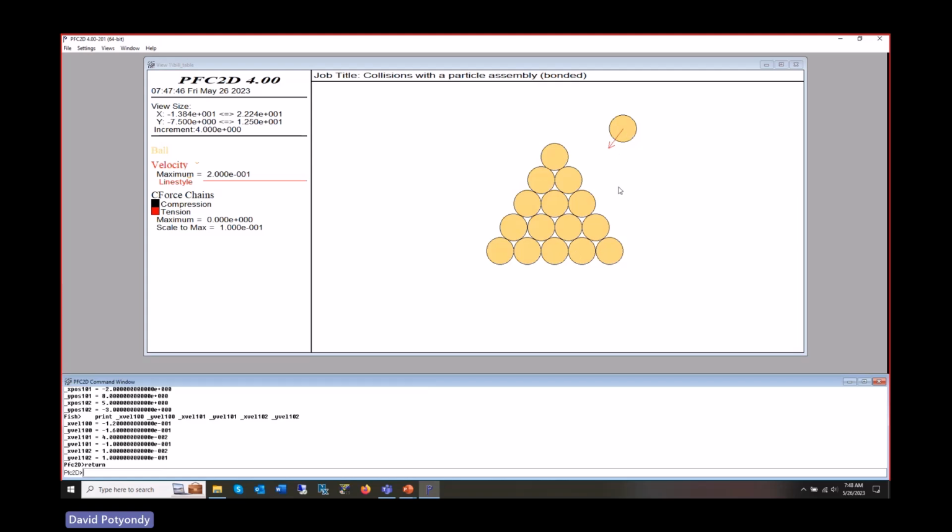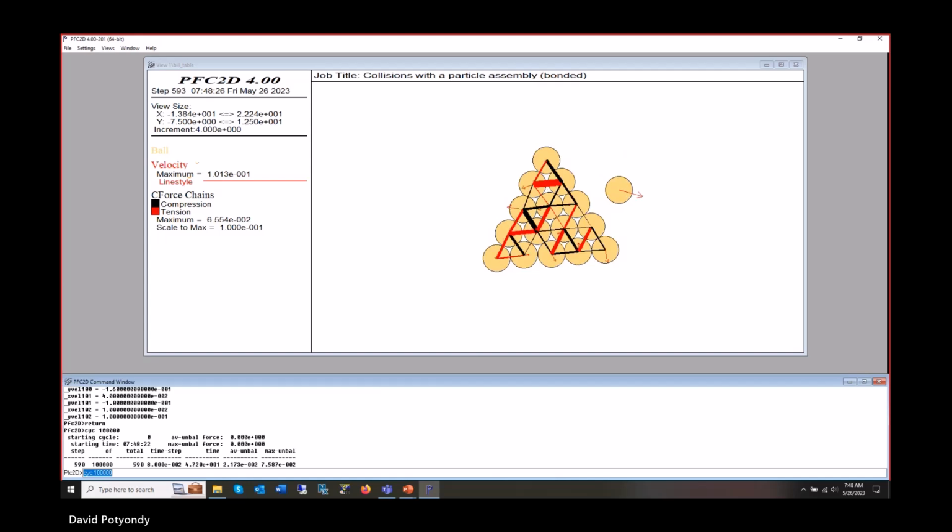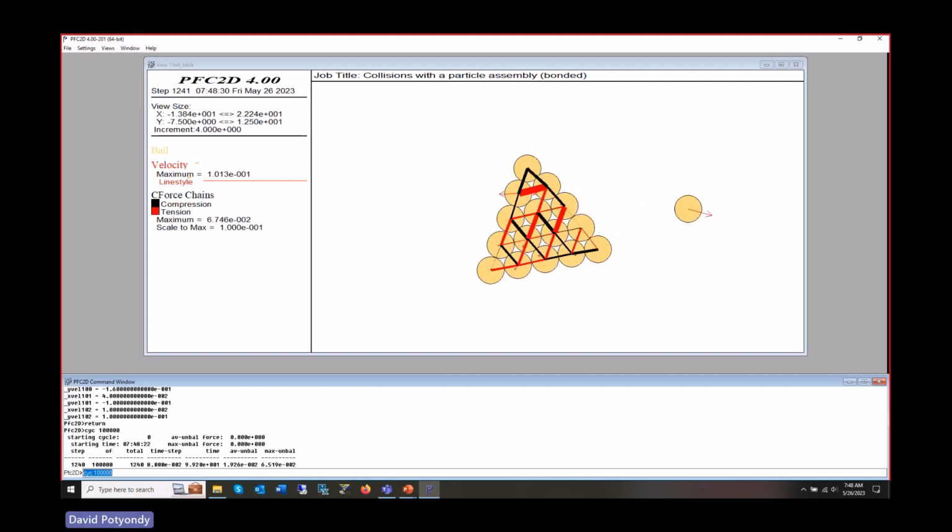Now we're going to look at the force chains. This time we're also going to see tension developing. The tension is going to be red lines and the compression is going to be black lines. And this is infinitely strong glue. Remember again, there's no damping and there's no friction. So now if I run this thing, watch. What am I seeing?